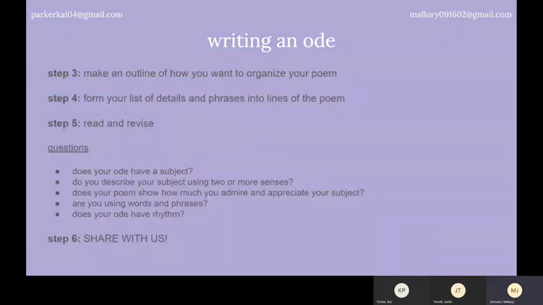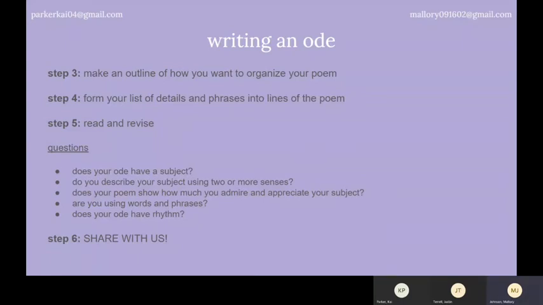The next step, step three, would be to make an outline of how you want to organize your poem. Now, you don't have to do this all the time, but just when you're starting out writing an ode, you may choose to organize your stanzas as like the first stanza being the visual details. So, let's say if I had ice cream, the visual details could be like the first line could be creamy white or dripping and melting. And then the next stanza could be about how exactly it makes me feel. It makes me feel chilled or gives me brain freeze. And that can just be an example of how you want to organize your poem.